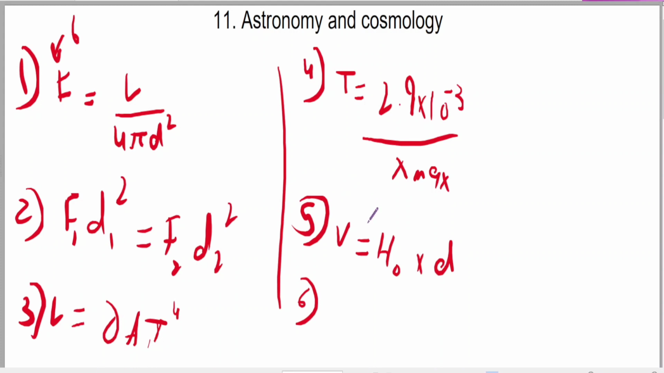And finally, the last equation, which is known as the redshift ratio, is the difference between the wavelengths over the initial wavelength, which is equal to the speed of recession over the speed of light. And we can use all of these equations to find the recessional velocity v.